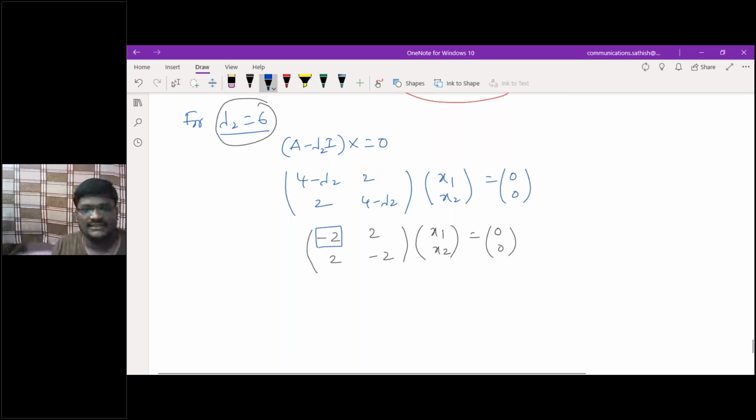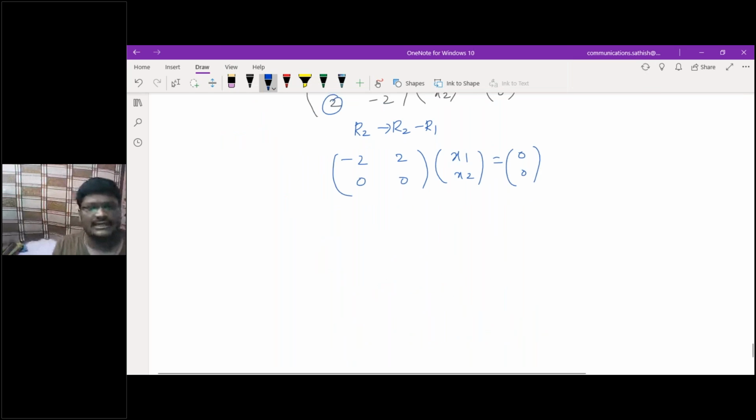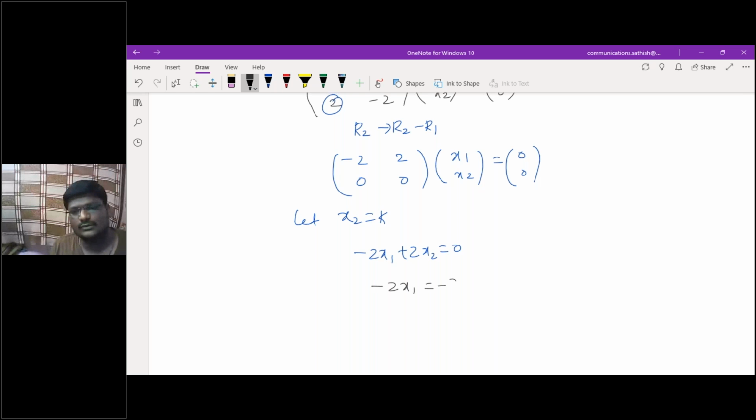By using this, again I want to make this 0. So R2 becomes R2 minus R1. If I perform that, minus 2, 2, 0, 0 happens. Then again the same criteria: x1, x2 equals 0, 0. The number of arbitrary constants is the same as before. Let x2 be some k, and from the first equation, minus 2x1 plus 2x2 is equal to 0. So minus 2x1 equals minus 2x2, and x1 is equal to x2, which is equal to k.